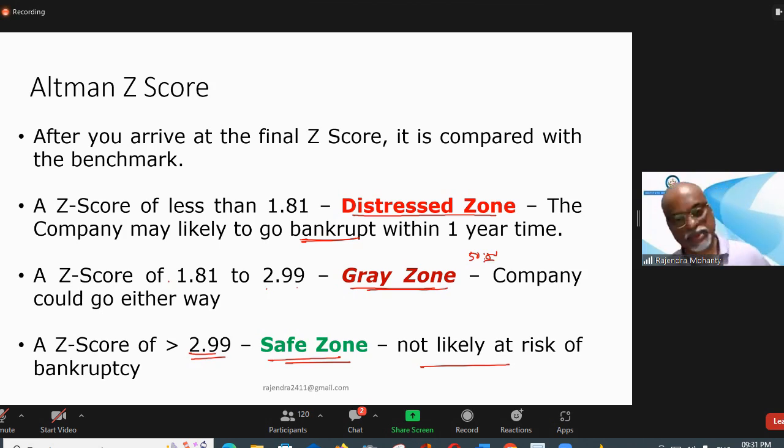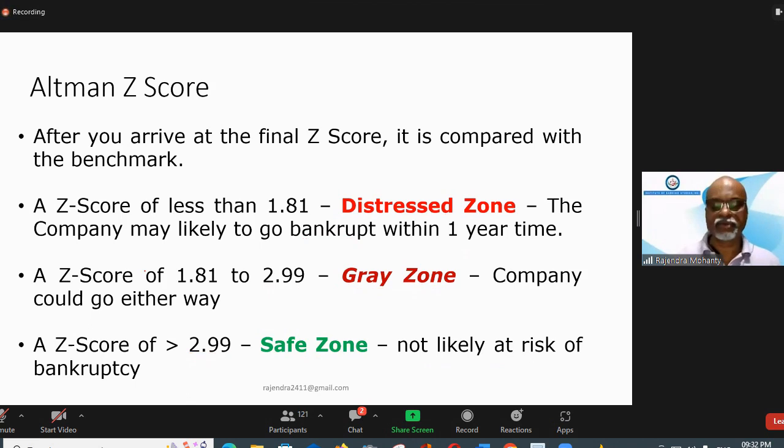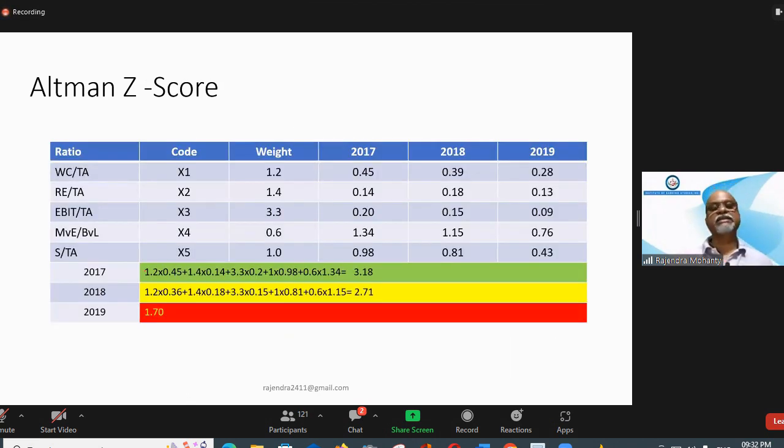Such questions might come, or sometimes an MCQ asks which Altman score denotes the safe zone. You can say it is more than 2.99. The distress zone or bankruptcy zone is less than 1.81. If it is 1.81 to 2.99, it is the gray zone. Or the question will be asked like this: they will give the ratios.